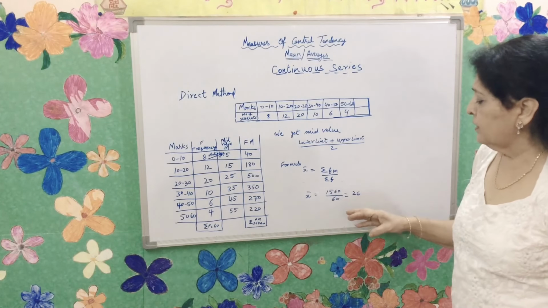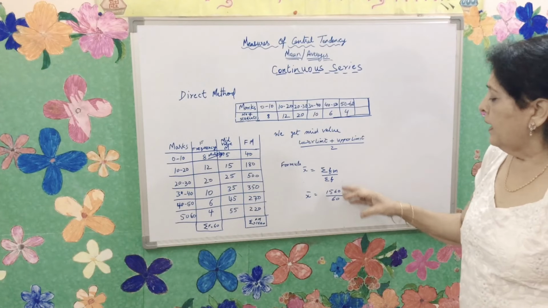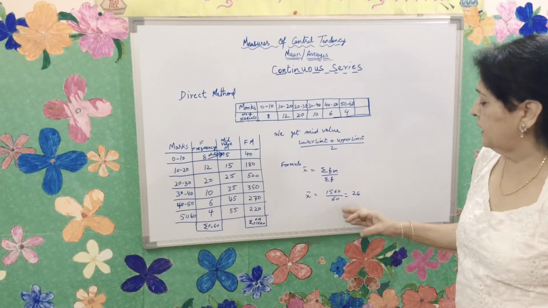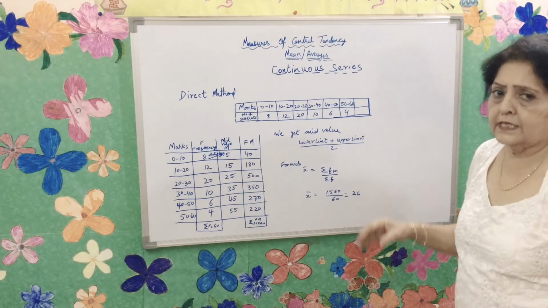So by putting the values in the formula, sigma fm is equal to 1560 and sigma f is equal to 60. So the answer we get, mean is equal to 26.